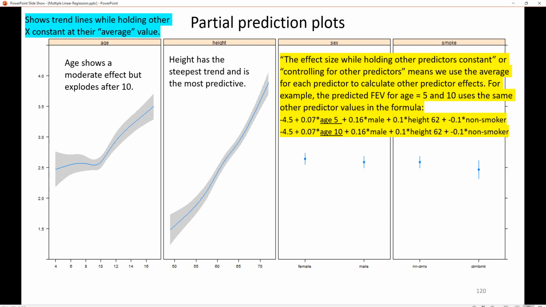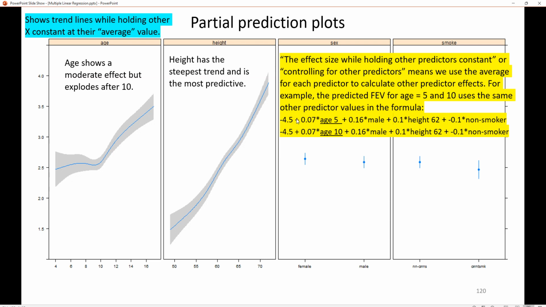And what that means is that when we calculate the predicted value for these graphs, if we want to know the impact of age, if we want to look at different values of age and calculate what that effect is, then we're going to use the exact same values in both of those calculations for our other predictors.